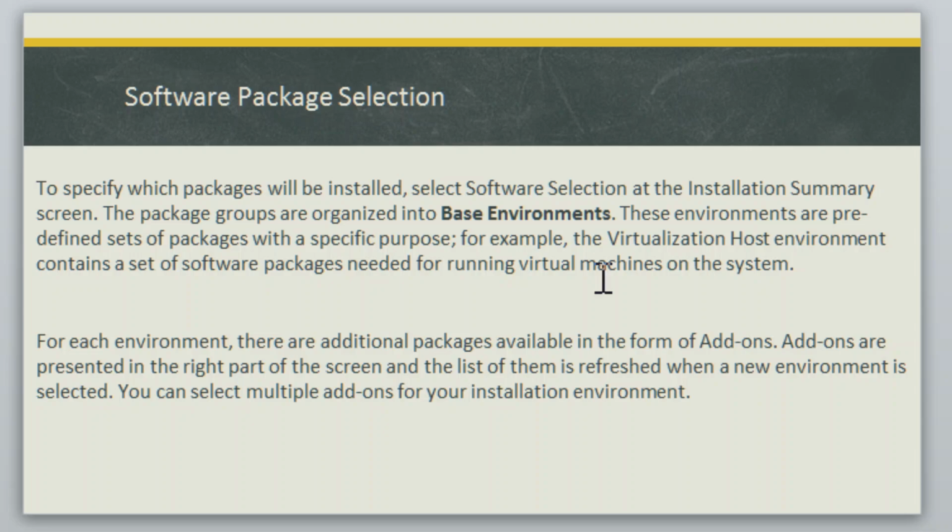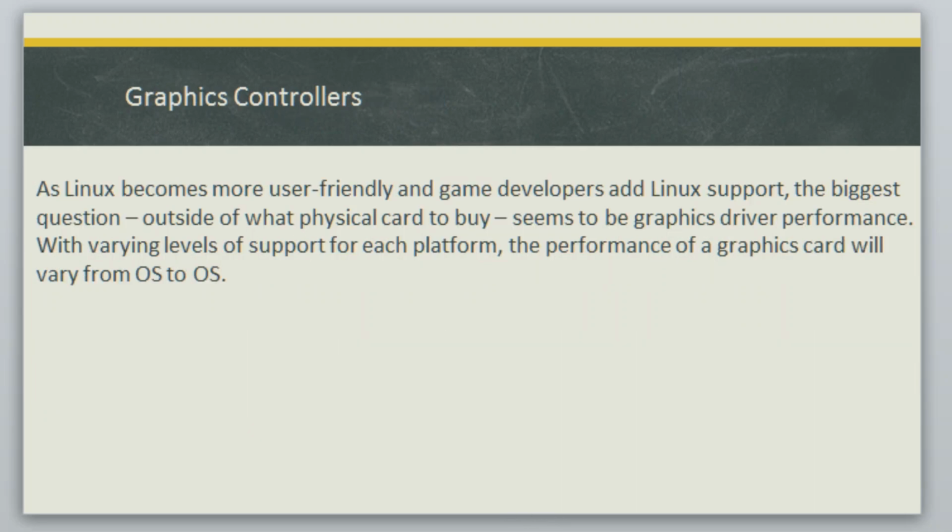So this is that screen, and on there you saw a bunch of different types, and we can click on those and they're all going to have predefined packages installed with it to optimize it for that role. For each environment, there are additional packages available in the form of add-ons. Add-ons are presented in the right part of the screen, and the list of them is refreshed when a new environment is selected. So you can select multiple add-ons for your installation environment. On that screen, if you remember, we saw on the right-hand side, there's a bunch of things that we could add to it, okay? Those are add-ons, additional functions and features we can add.